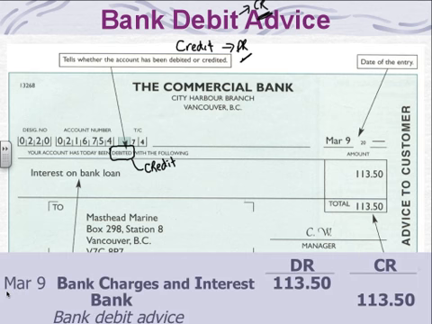So here is the transaction. The date's given to you, bank charges and interest is going to be debited for $113.50, and you're going to credit your bank, again, because it's a debit memo, you're crediting bank for $113.50. So bank charges and interest, you can see, is a type of expense. It's something you incur because of the day-to-day operations of your business. And just as all expenses, you debit them.